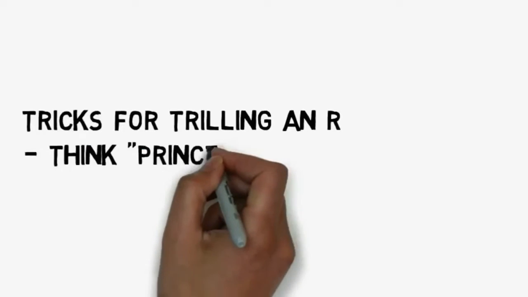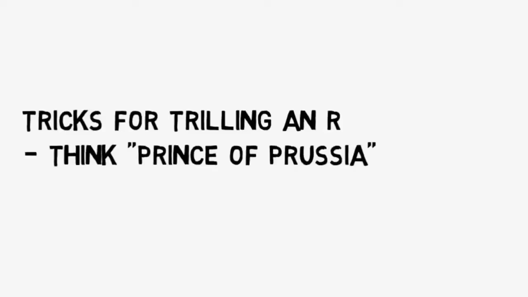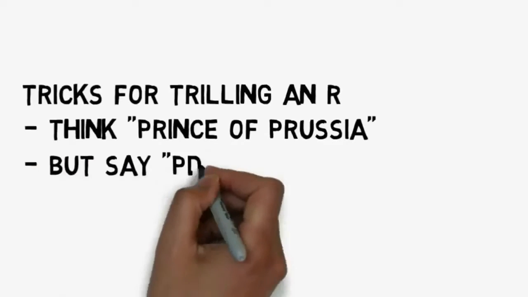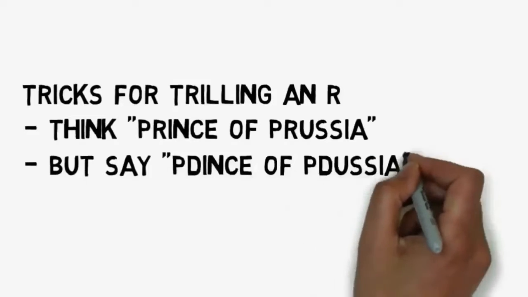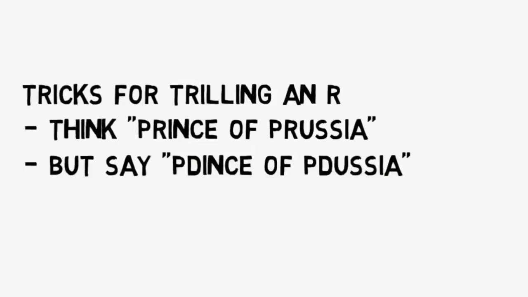The best one I've heard so far for pronouncing this consonant is to think the phrase Prince of Prussia while you're saying the phrase Prince of Prussia, replacing those R's with D's. And then you kind of play around until your tongue starts to cooperate. Prince of Prussia, Prince of Prussia. This can take days or weeks or even months. This thing can be a bit of a pain to get right.